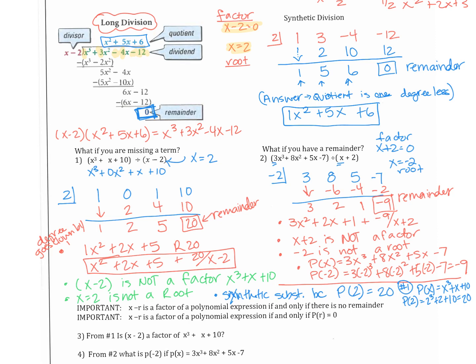So let me grab out my highlighter. Some important things to note. This divisor, x minus 2, x plus 2, x minus 5, x plus 4, it's only a factor of the polynomial if there's no remainder. Your remainder is 0. And this x minus or x plus the number is a factor if and only if the remainder when you do your division is 0. And that means when you substitute the number into the polynomial, you'll also get an answer of 0.